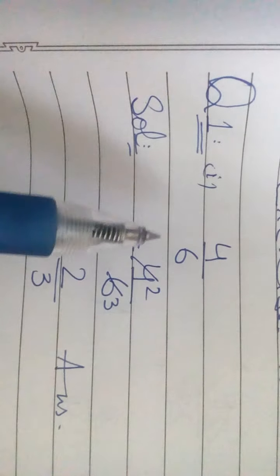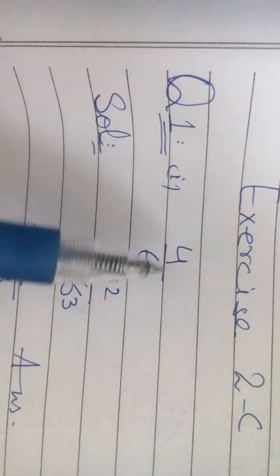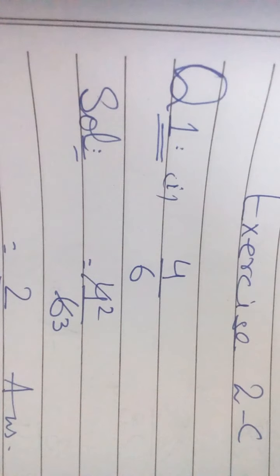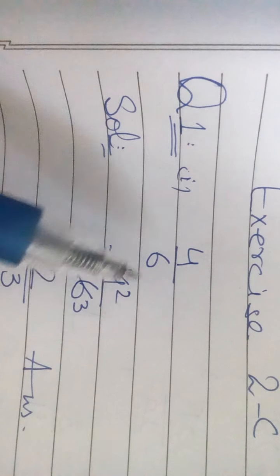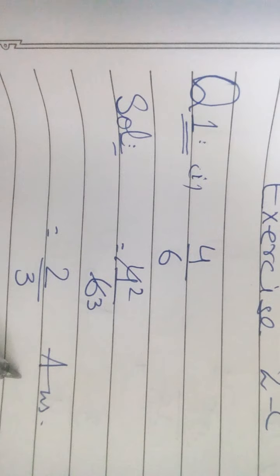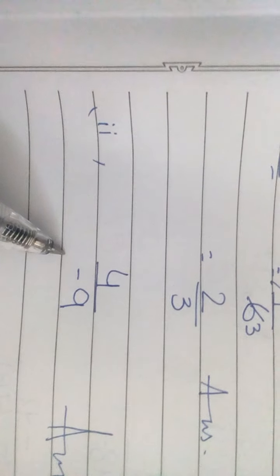Yes class. Exercise 2c, question number 1, 4 by 6. 4 and 6 both go in the same table: 2 2s are 4, 2 3s are 6. Now you check that there is 2 and 3. 2 and 3 do not go in the same table, so we write here 2 by 3. This is the answer. Second is 4 by minus 9.